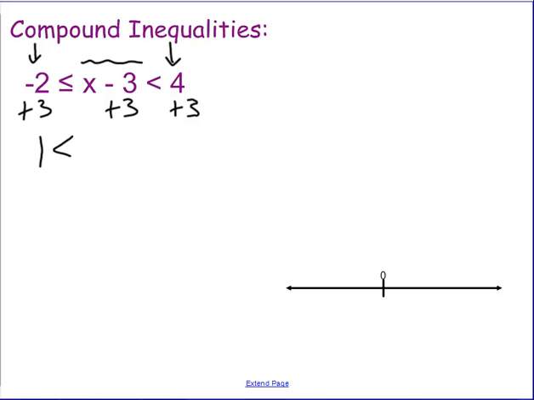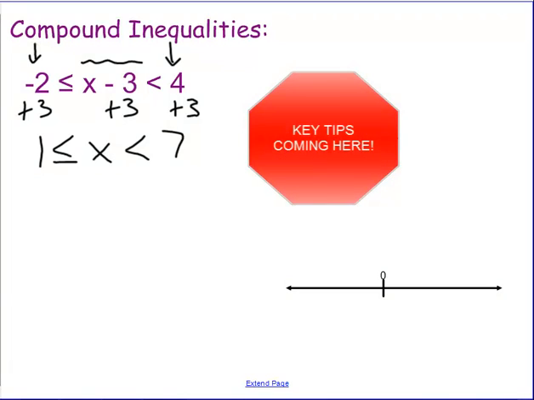I now have the inequality 1 is less than or equal to x, which is also less than 7. You'll notice these compound inequalities will have a very different look on their graph. Because they're bound on both sides, we won't have arrows going on in both directions forever. To help you graph this, I recommend separating this into two different inequalities.